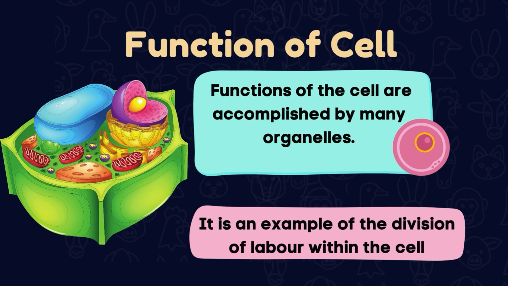What is the function of the cell? Functions of the cell are accomplished by many organelles like mitochondria and ribosomes that perform specific functions. It is an example of the division of labor within the cell. The diagram shows the many organelles inside the cell. These organelles are specific for doing specific work.